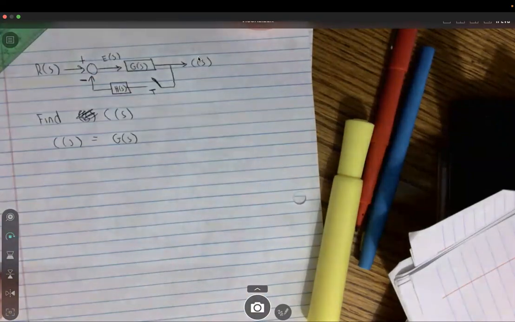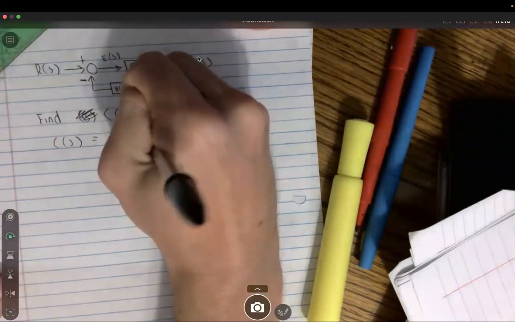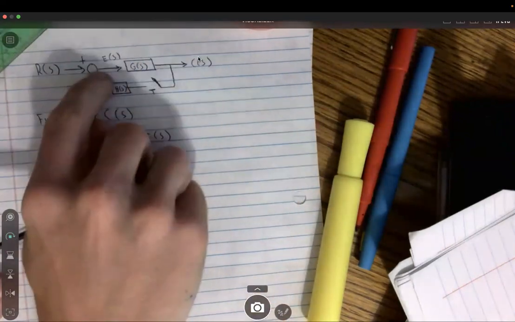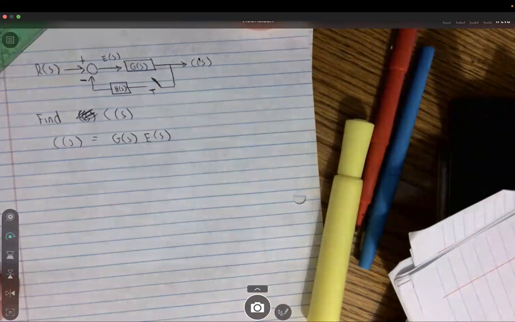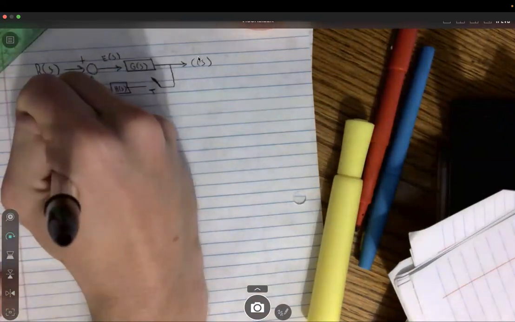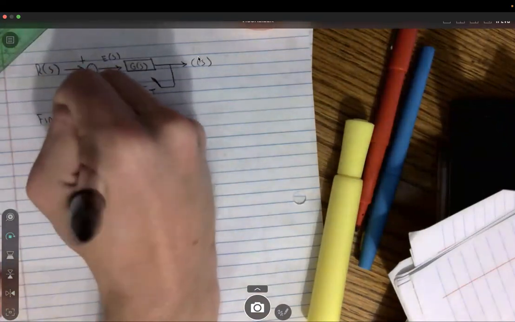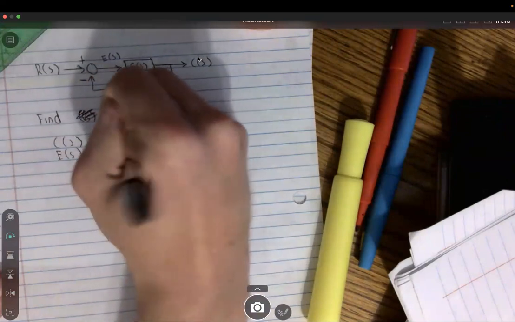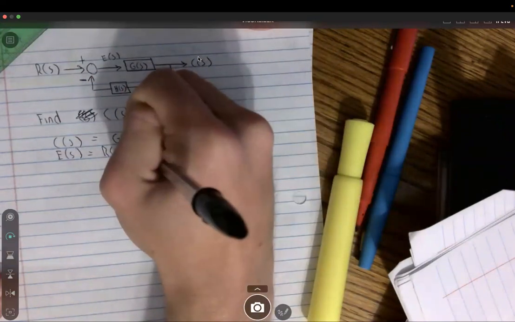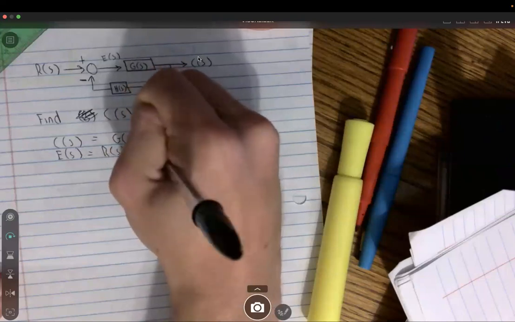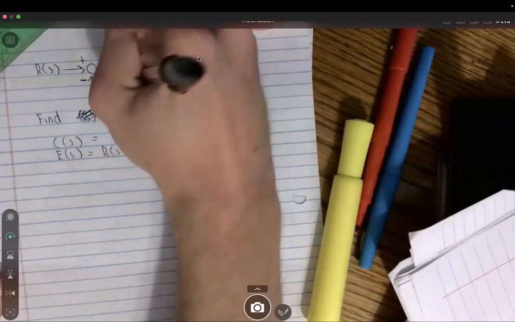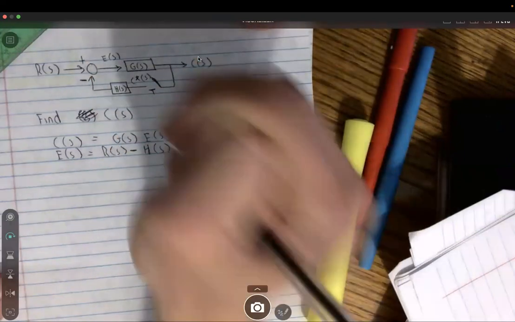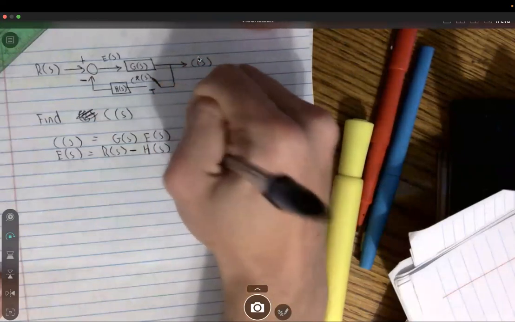And then it's going to be times E of S, right? Our signal coming in. And then what's our E of S defined as? E of S is going to equal R of S minus our H of S. And then at this point, isn't this C star of S if I'm to label it? So C star of S.